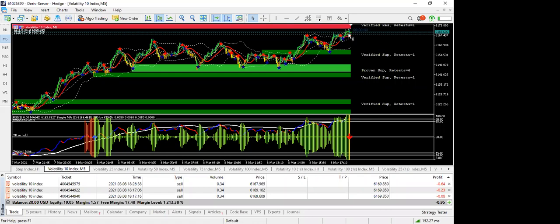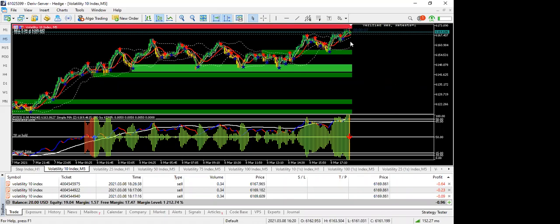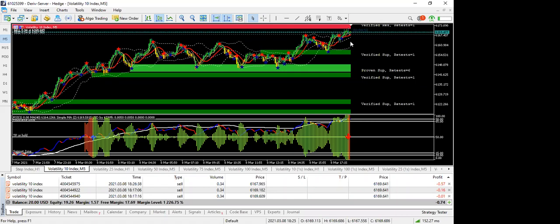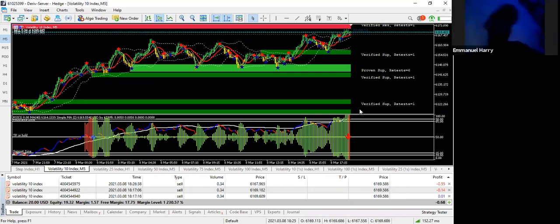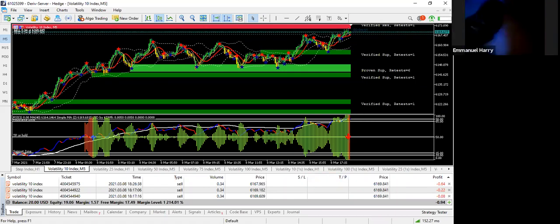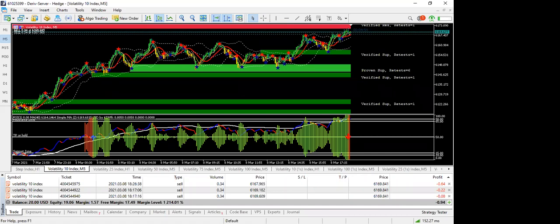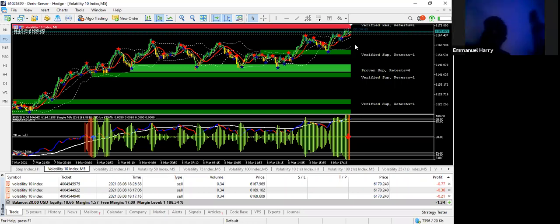Sorry, Harry, please mute your mic now. Okay. So if you just wait for the next candle after the star, and the star did not disappear, then the star will not disappear, it will repeat.